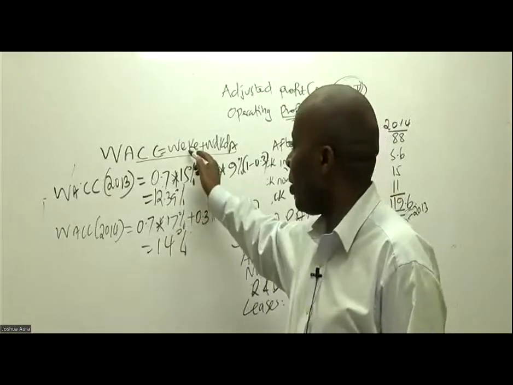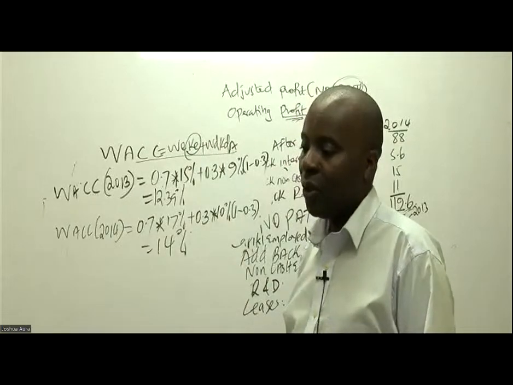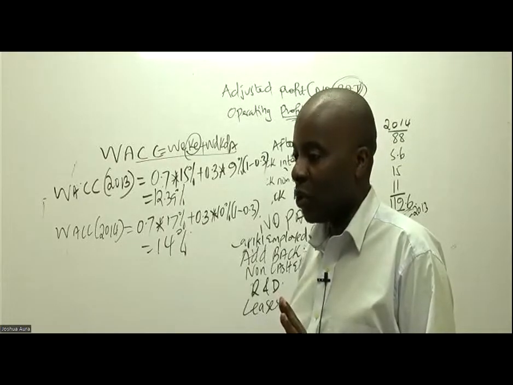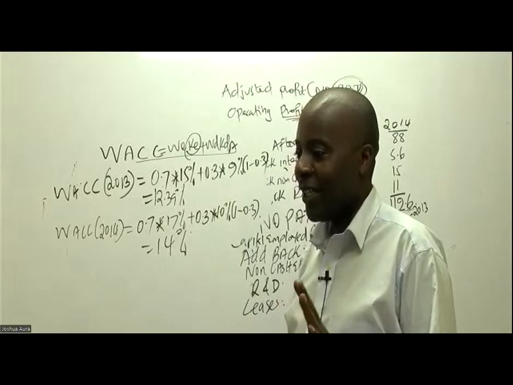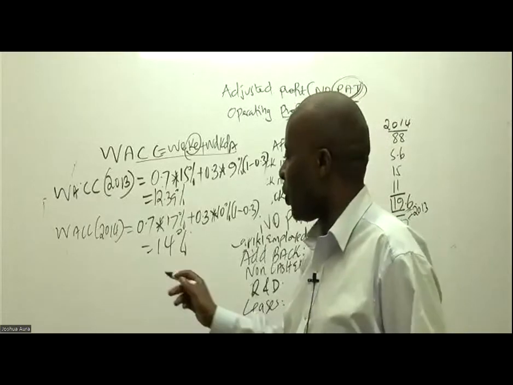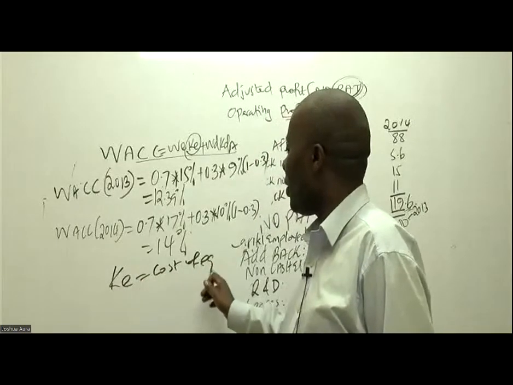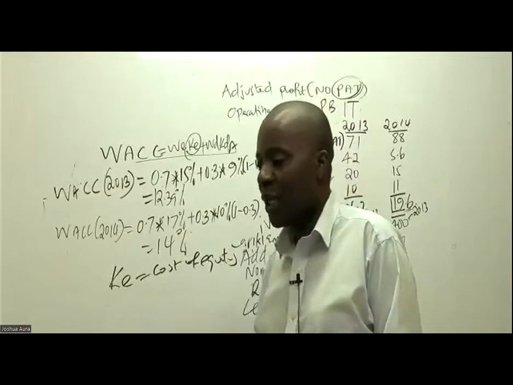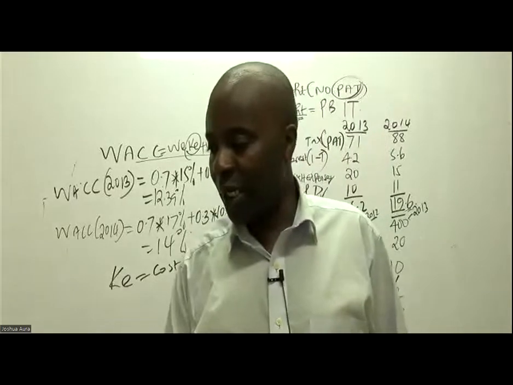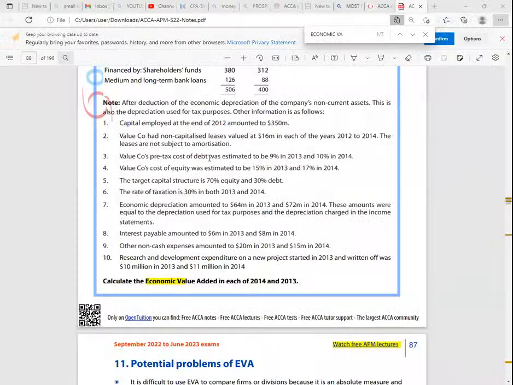Do you know the meaning of KE? KE is cost of equity. You never did advanced financial management or financial management in section 3. KE is cost of equity, and they have given you cost of equity for the 2 years. It's given here.